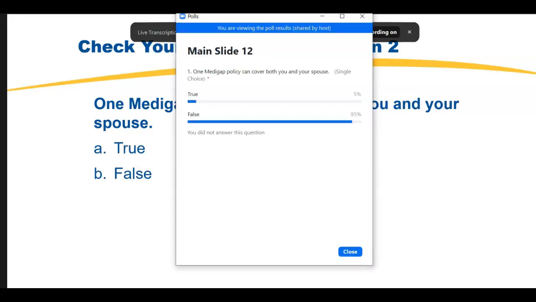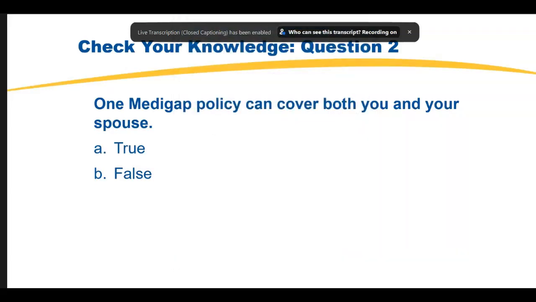Okay, let's see how we did on this one. We have a couple of you with a true, and most of you got this correct. It is false. Each Medigap policy only covers one person, and Derek was just talking about that. And if you and your spouse would need to buy Medigap policies, you would each need to buy a separate policy.